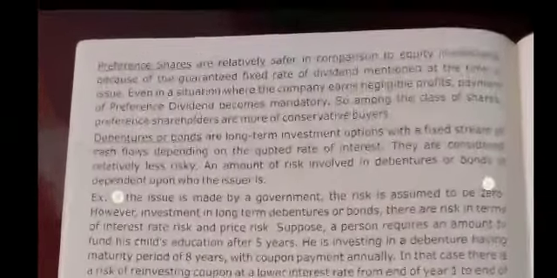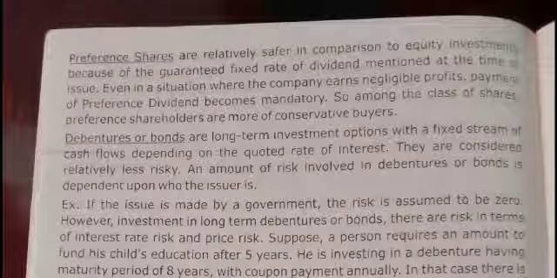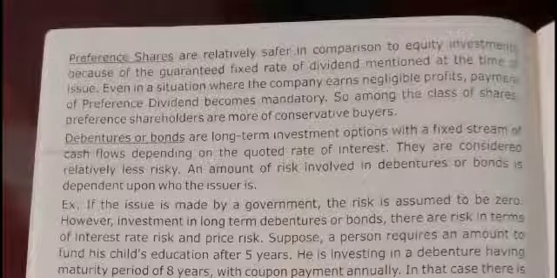I am talking about preference shareholders. I told you that the company gives preference to the preference shareholders first. Relatively, it is safer, and it also guarantees a fixed rate of dividend mentioned at the time of issue. Even in a situation where the company earns a negligible profit, the payment of preference dividend becomes mandatory. So among the classes of shares, preference shareholders are more conservative buyers. It is always beneficial, especially for investors looking at minimum return.